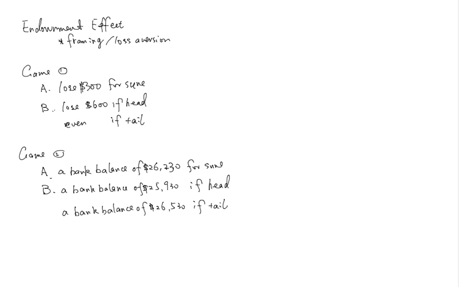So if you're normal people, you probably will choose B in game one, and you will choose A in game two. Now we are going to explain why this is troublesome from the view of the traditional expected utility framework. Now, to make things a little bit easier, let's, for now, assume that the agent is risk neutral. So what is expected utility here?